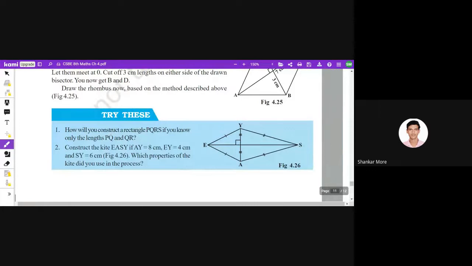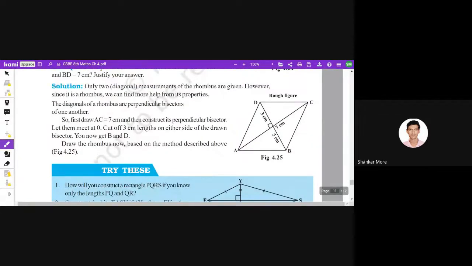So any doubt with this? How to draw a rhombus, any doubt on this? There is a second way also that I was mentioning, that we can use a compass to draw this line, but I don't think that is efficient.